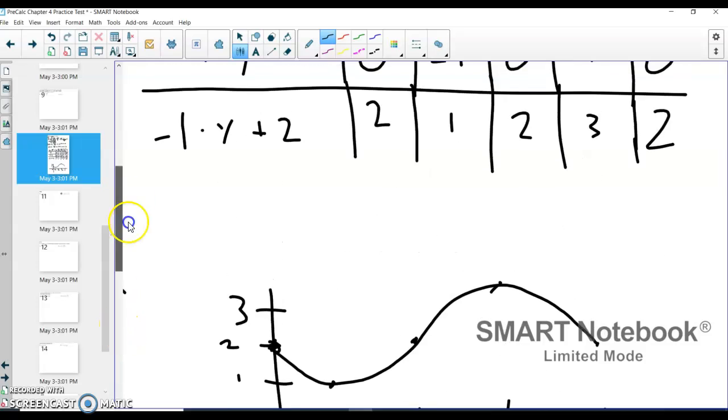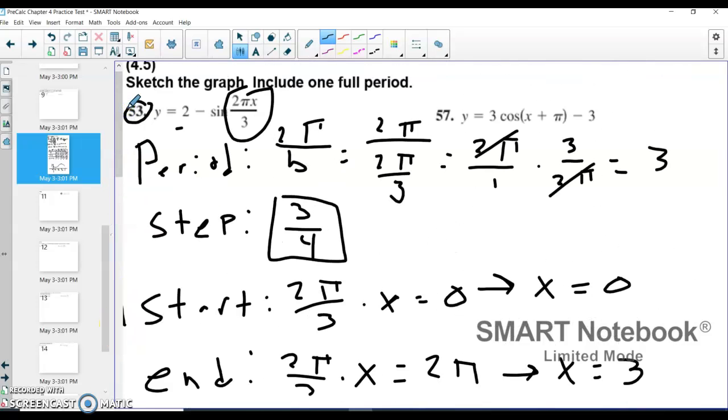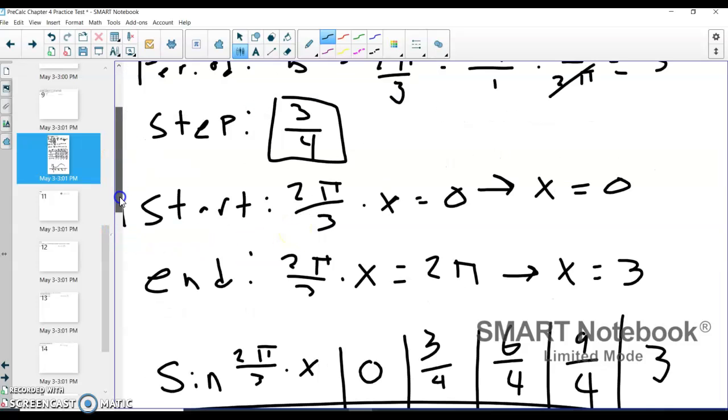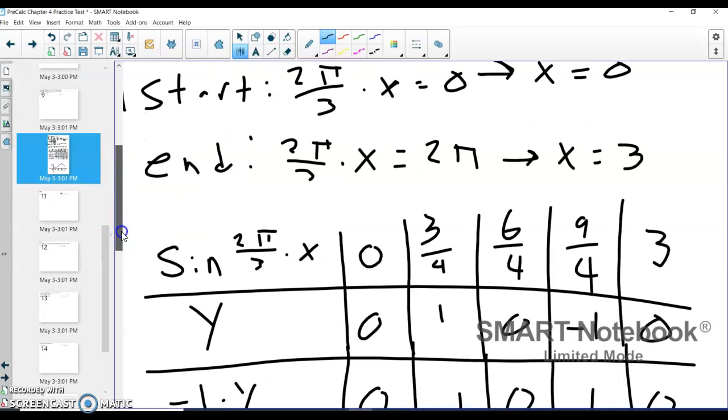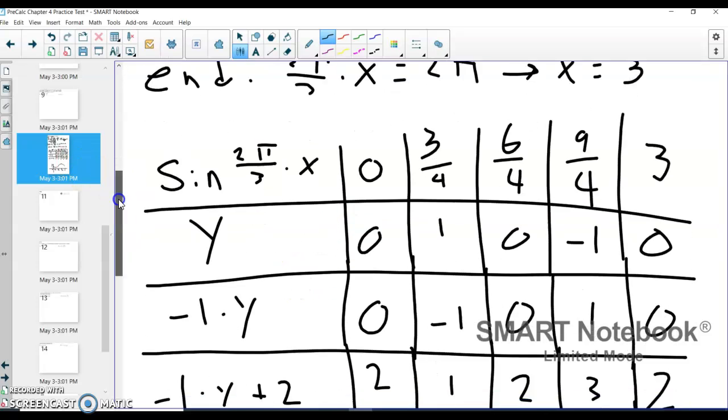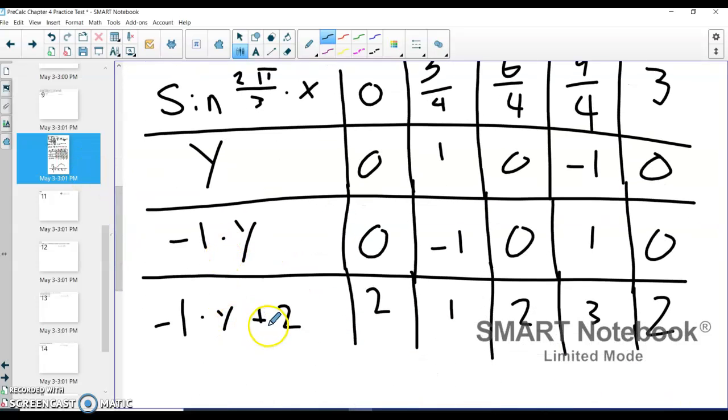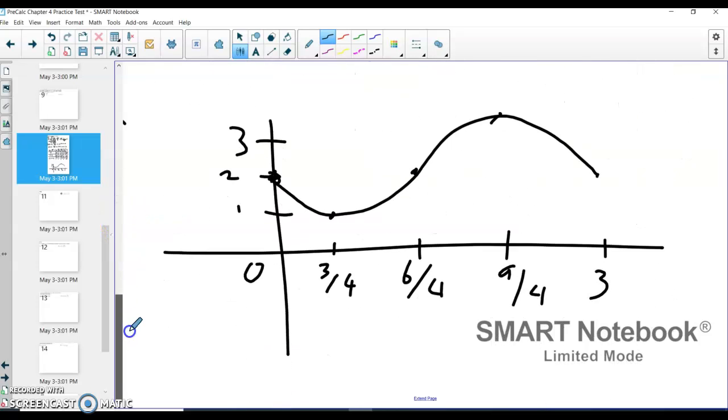Again, it's just following the same steps I would do for any problem, even when they get difficult like this. I start with the period, even though it's a weird one, it's just 3, and I can still go from there. I found my step, which is adding 3/4 to go from start to end, figured out where my start point and end point were, created the table, added my amplitude change, added my vertical shift up 2, got my points, and graphed them.